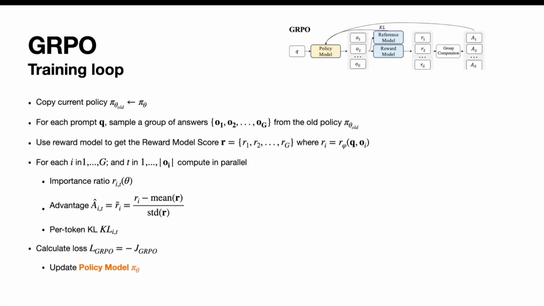During GRPO training, we update the policy model pi theta. The reference model pi ref stays frozen, and the reward source, either a reward model or a reward function, is not updated by GRPO.